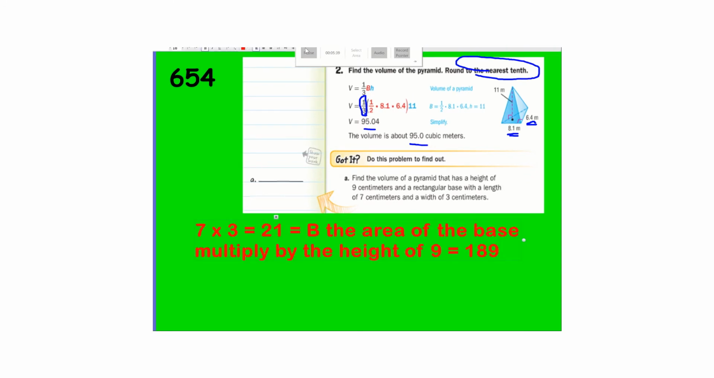Okay, so the area of the base, 7 times 3, times the height. The height is 9, is 189. It is a pyramid, so you have to now divide by 3. Divide by 3, and we get 63. And my cursor is not working. There we go.